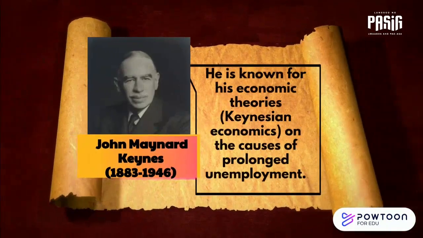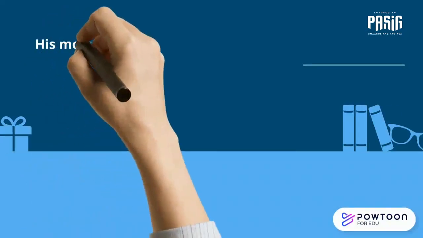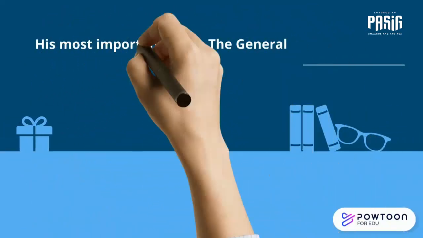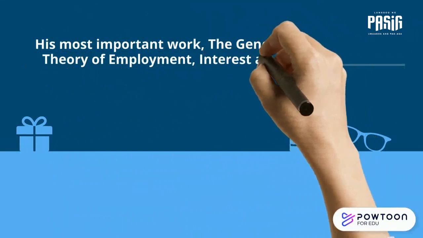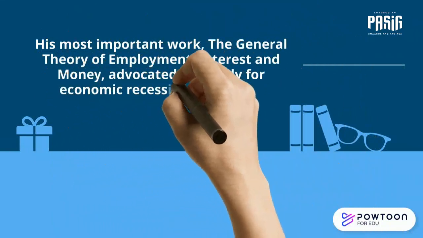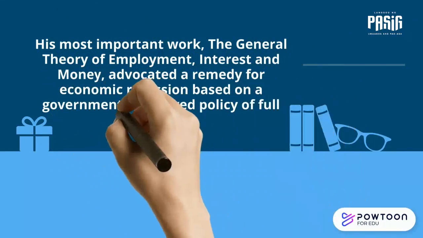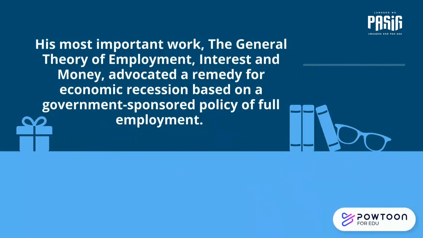John Maynard Keynes is known for his economic theories, Keynesian economics, on the causes of prolonged unemployment. His most important work, The General Theory of Employment, Interest and Money, advocated a remedy for economic recession based on a government-sponsored policy of full employment. He is recognized as father of modern economics and macroeconomics.